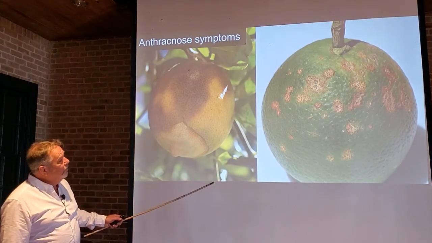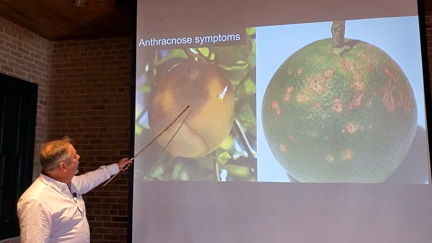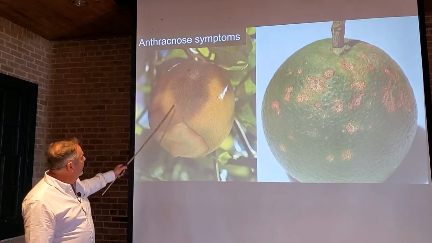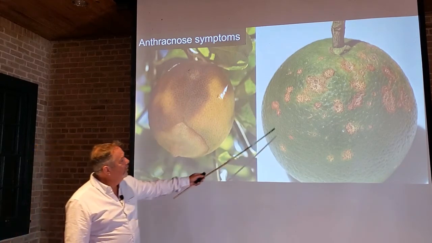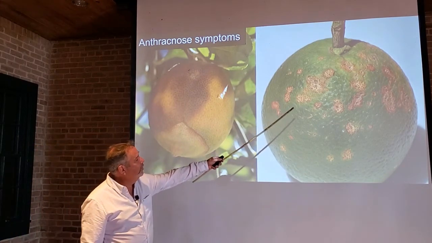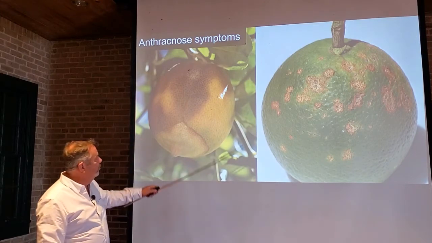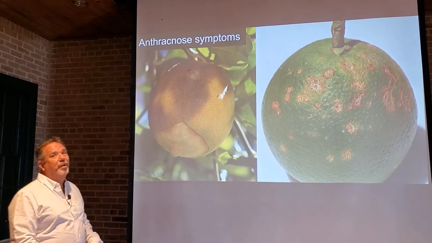These are some anthracnose symptoms. You have the dark appearance here on this lemon, and we might have some spotting as well. So this one may need a little help in identifying.